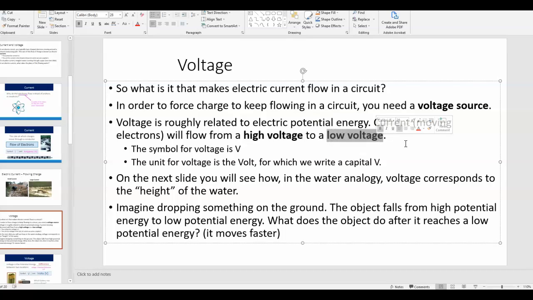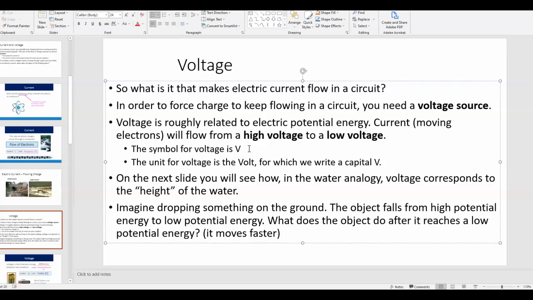Let's say you have a AA battery. If you look at it, it says 1.5 volts on it. One side is the positive side and one side is the negative side. The positive side has a higher voltage and the negative side has a lower voltage. Basically, you can imagine the negative side is like 0 volts and the positive side of the battery is like 1.5 volts.